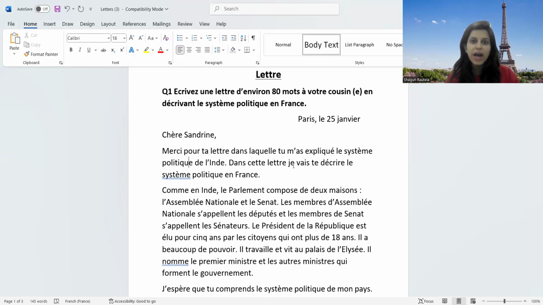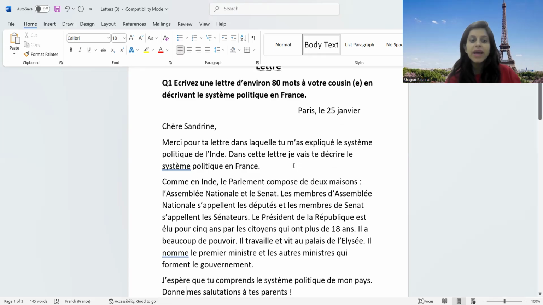Similarly, if this letter were on the political system of India, you could have started with the same beginning and said it vice versa. So: thank you for the letter in which you have explained to me the political system of France. In this letter, I'm going to describe to you the political system of. If you've written France above, below you can write India. If you've written India above, below you can write France. So endings can be the same. Okay, let's begin. Common end.